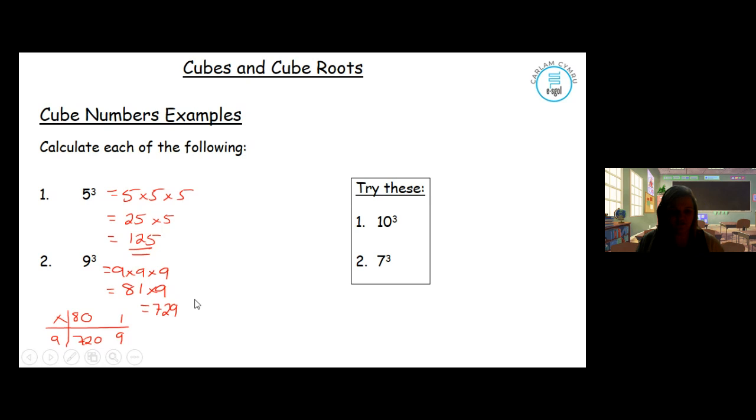Okay, there are 2 questions over on the right-hand side. If you'd like to pause the video and have a go at those, I'm going to give you about 5 seconds to pause it, and then I'm going to carry on.